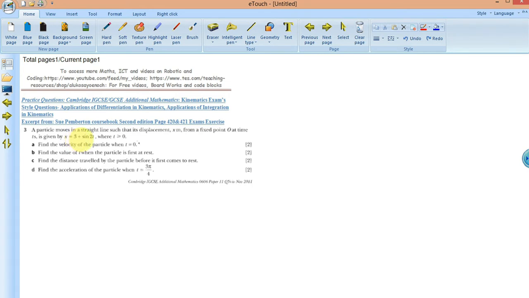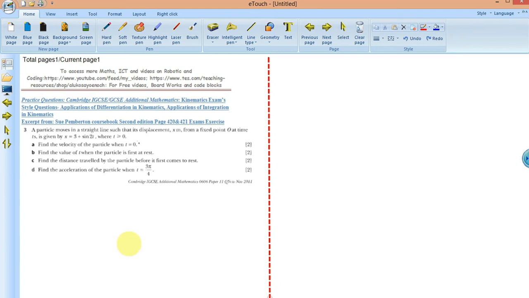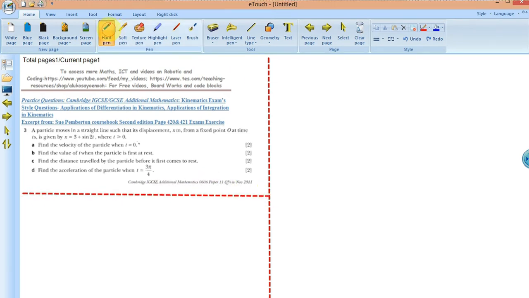Okay, and this is a tricky question. Okay, guys, let me go ahead and demarcate my board in order to manage this space. Okay, so I'm going to start with question A here.